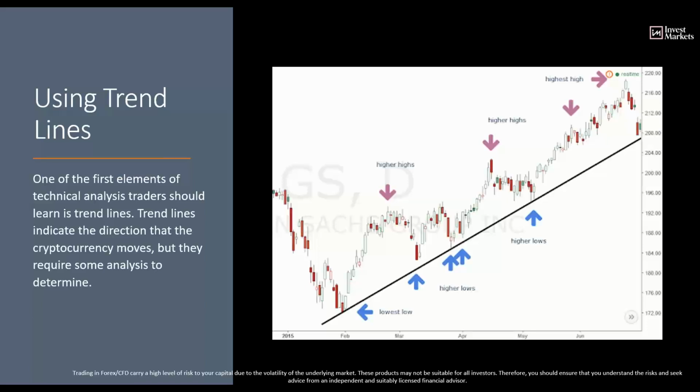So one of the first elements of technical analysis trading should be learning to put on trend lines. Trend lines indicate the direction that the cryptocurrency moves, but they require some analysis to determine. Now, a trend line and a trend are two different animals. A trend is a general movement of the markets. So when we say you should always be trading with the trend, because if the market's moving up, you shouldn't be selling short. If the market's moving down, you should be selling. The market's moving up, you should be buying. You shouldn't be a counter trend trader.